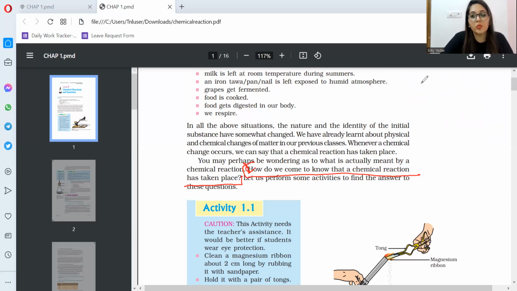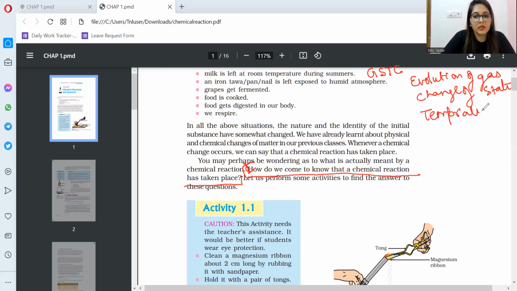So the answer to this question will be either evolution of gas. Evolution of gas can tell us that yes, a reaction has taken place. Okay, the trick was GSTC, right? Evolution of gas and change of state, right? Change in temperature. Temperature can be either exo or endo. What is exo and endo? That also I will tell you all.